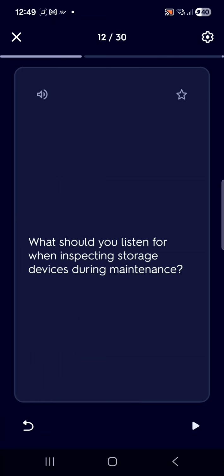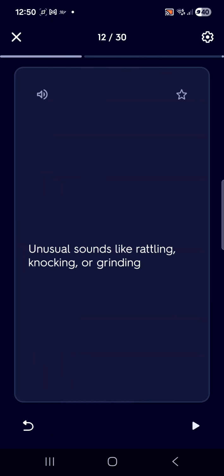What should you listen for when you are inspecting storage devices during maintenance? An unusual sound like rattling, knocking, or grinding. That's what you should look for.